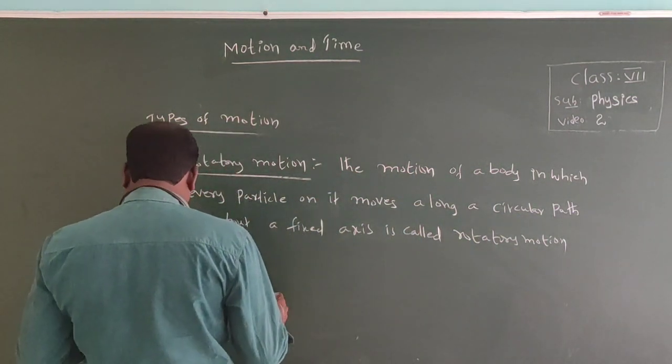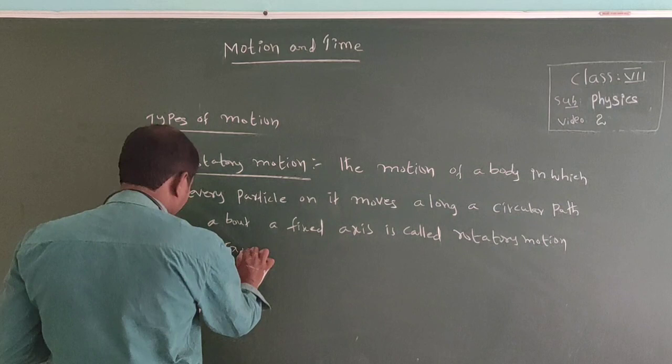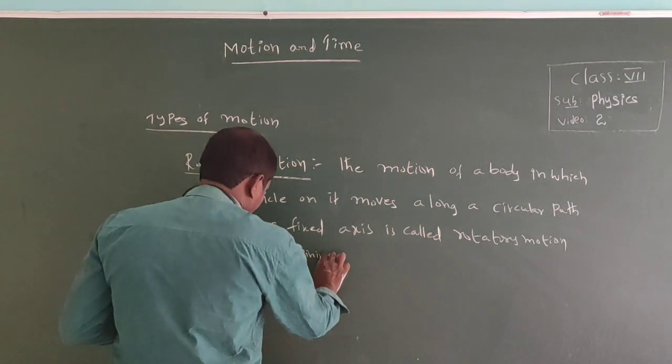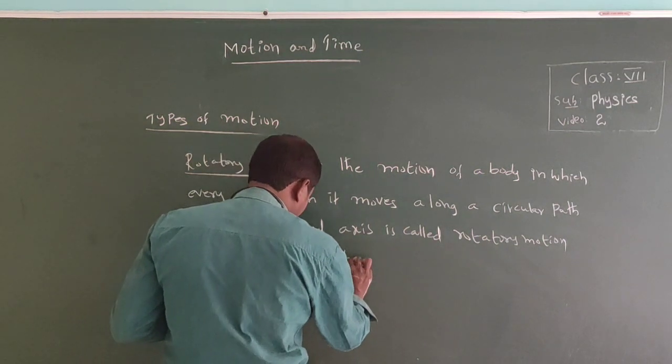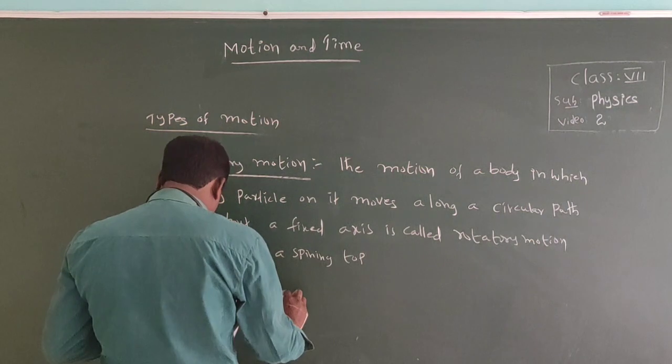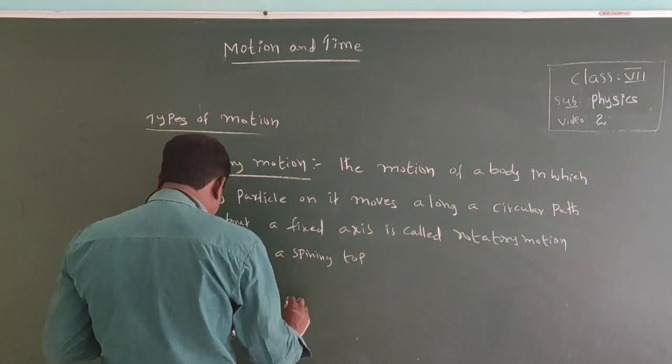Example: a spinning top. Second one, rotation of the earth about its axis.